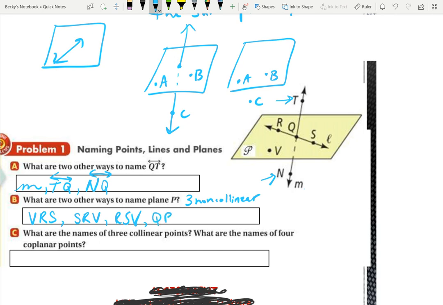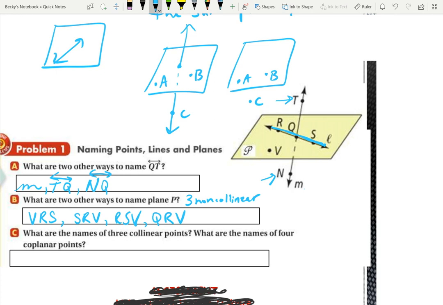Could I say QRS? Again, I hope you're saying no, because those are collinear and we need non-collinear. So I would have to put a V there to make it work. And I have more than 2, so I'm going to move on. Just realize there's lots of answers.